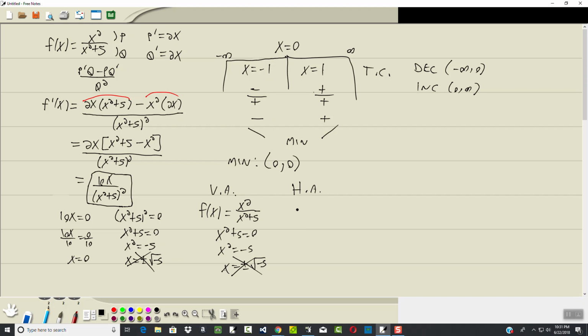Now for our horizontal asymptote, the degree of the top, degree is the largest power of x, is 2. Degree of the bottom is 2. When the degrees are the same, your horizontal asymptote, you create a fraction out of the number that's in front of the x, the largest power. So this will be 1 over 1. The number in front of this x squared is a 1. Number in front of this x squared is a 1, which would give us y is equal to 1.